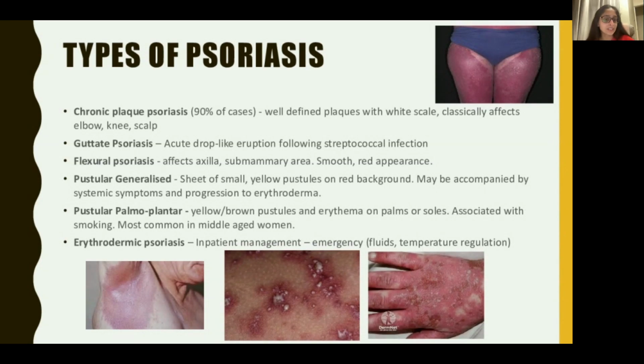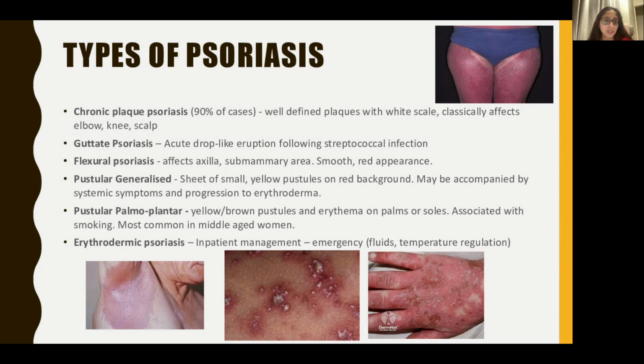So you may often see this under the breast, especially in GP. I've seen this a few times. Then there's also pustular generalized psoriasis. So here you would see small sheets of yellow pustules on a red background. So this is this middle image here. And sometimes it can progress to erythroderma, which is erythema of majority of the skin surface.